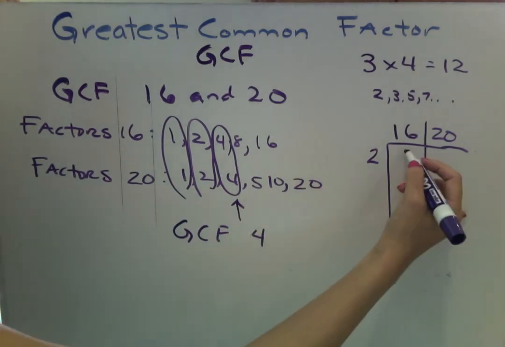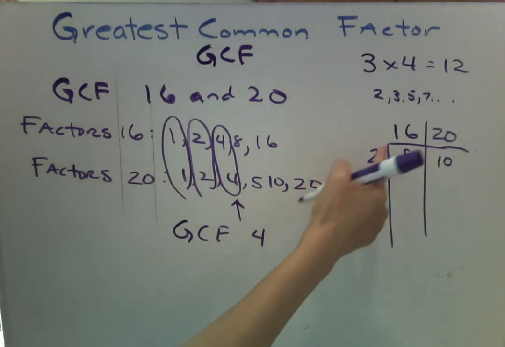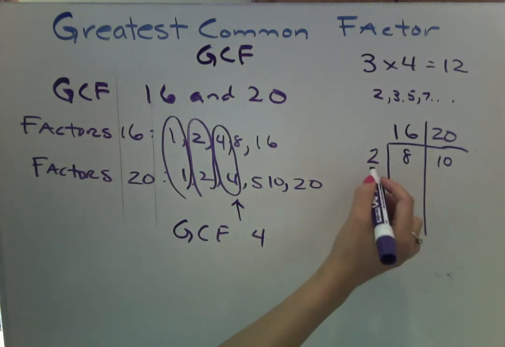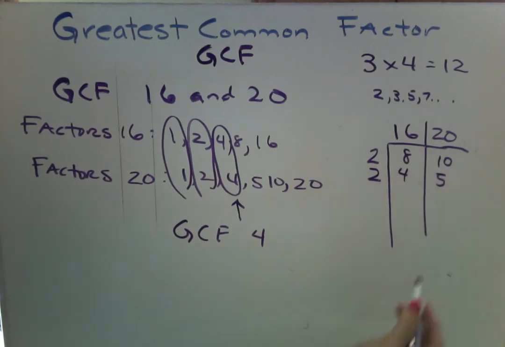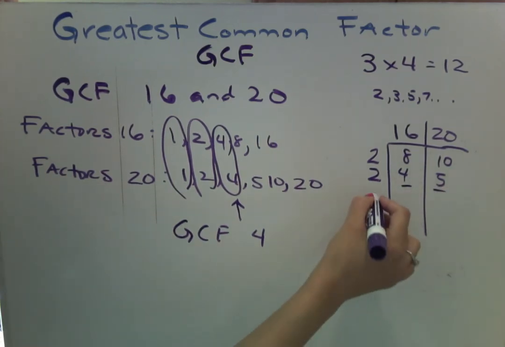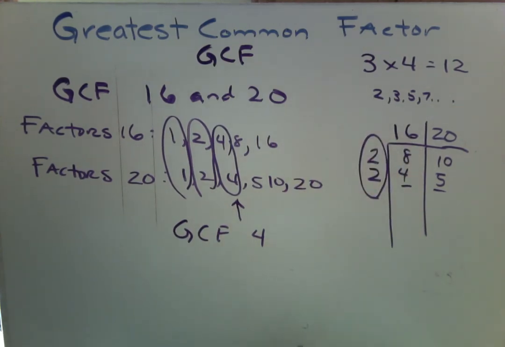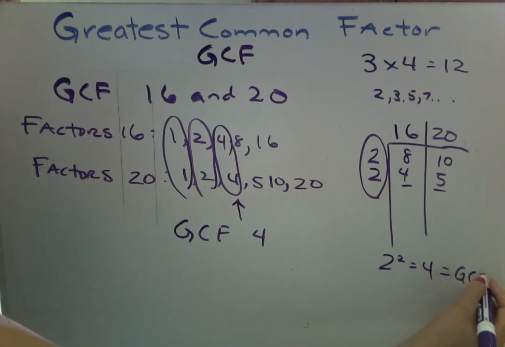So 2 can go into 16 8 times evenly, and 2 can go into 20 evenly. Remember, the prime number has to go into it evenly. Now we look at 8 and 10. Again, 2 can go into 8 4 times, 2 can go into 10 5 times. Okay? Now, are there any other prime numbers that can go into 4 and 5? No. So that means we're done here. All you have to do is circle the prime numbers on the side that went into 16 and 20, which is 2 to the second power, equal to 4. And that is your GCF.